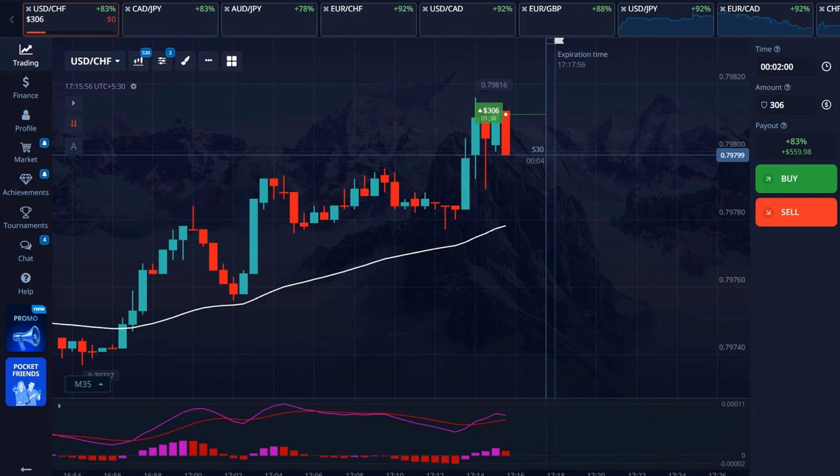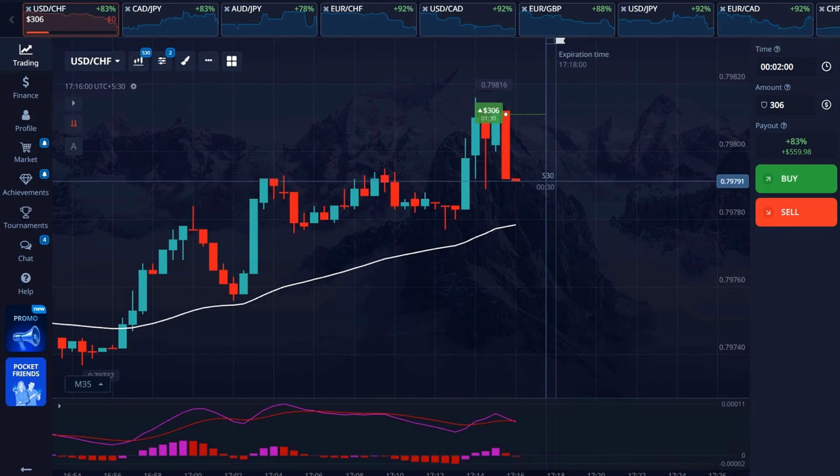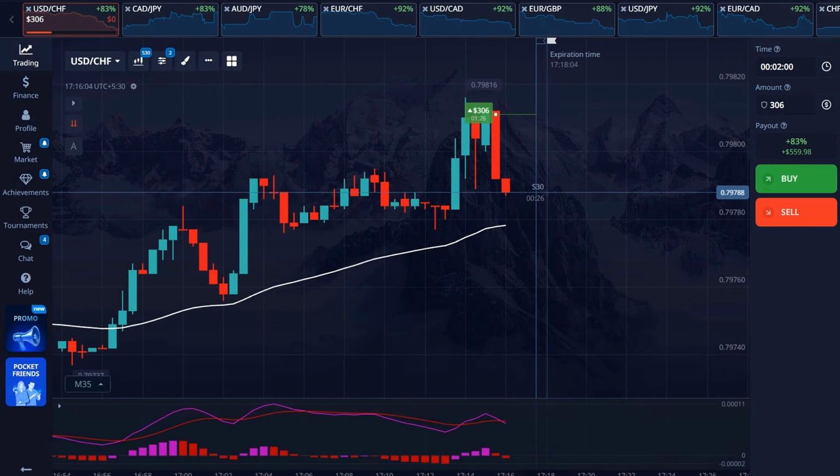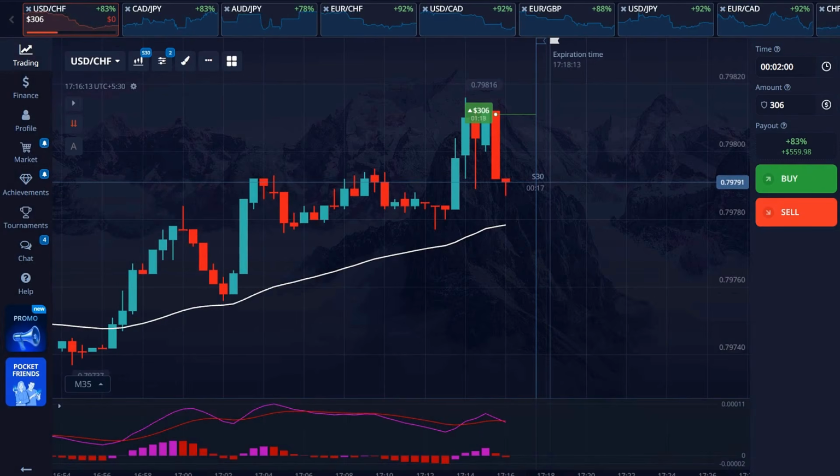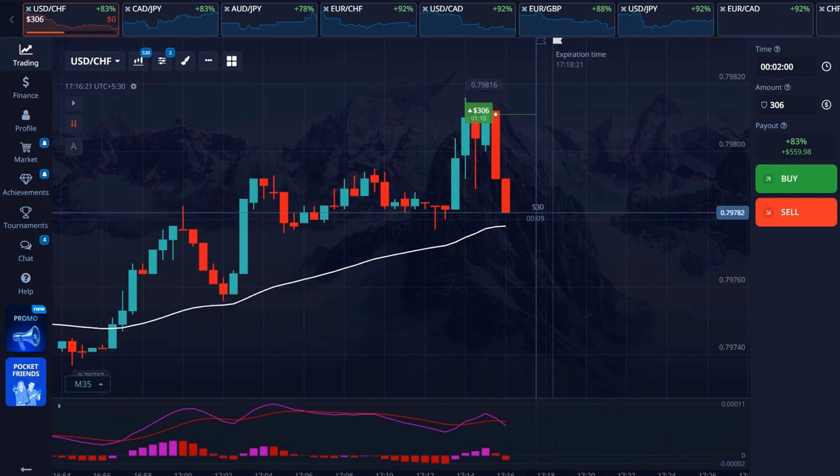At the same moment, the MACD line crossed above the signal line, and the histogram turned pink, suggesting fresh upward momentum. After the candle closed strong, I entered a buy trade for 2 minutes, expecting continuation toward the recent high.